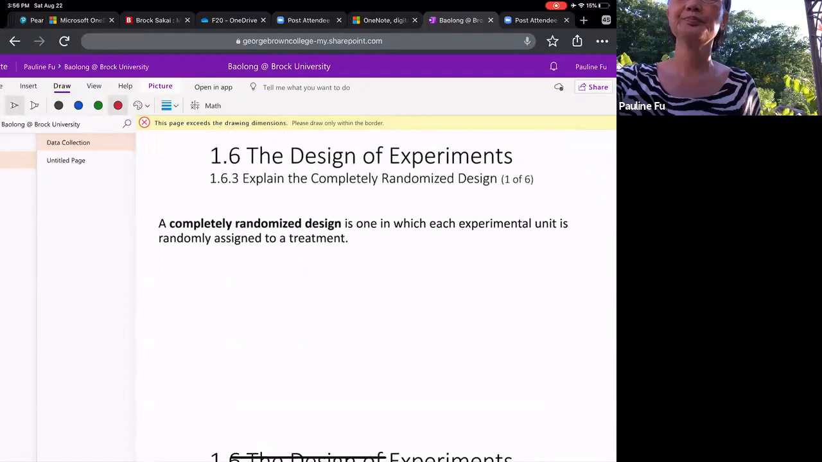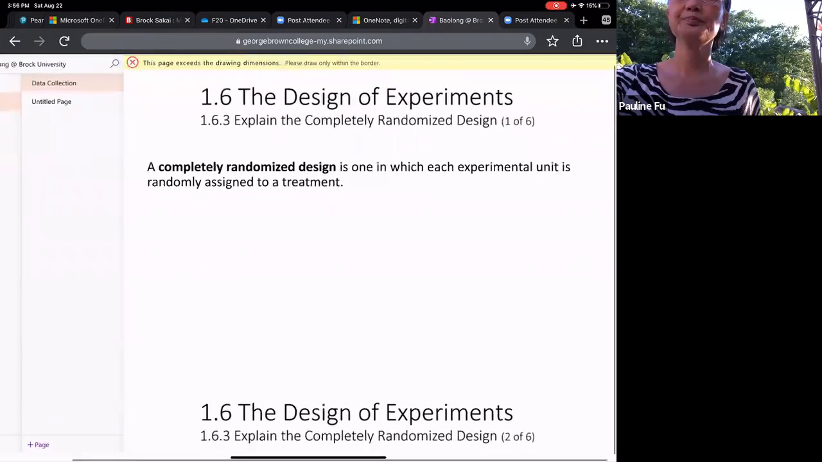For design of experiments, we will introduce two different methods. One is a completely randomized design. We are going to look at an example.